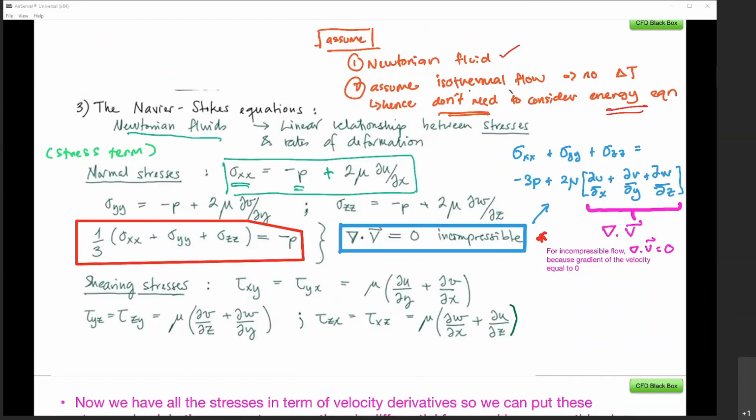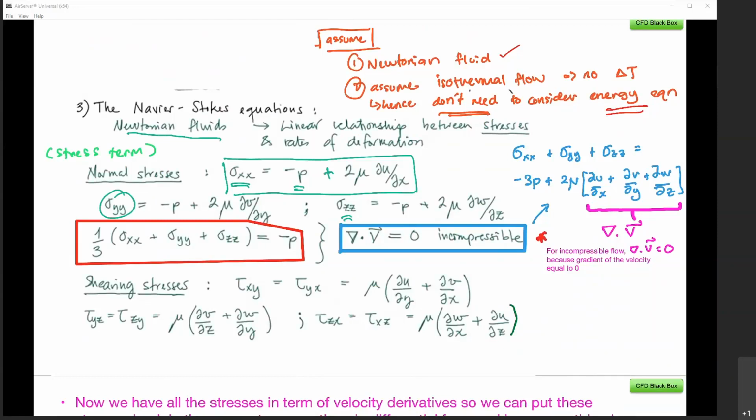Similarly, for sigma yy, you have negative p plus 2 mu dv dy, and for sigma zz, you have negative p plus 2 mu dw dz.